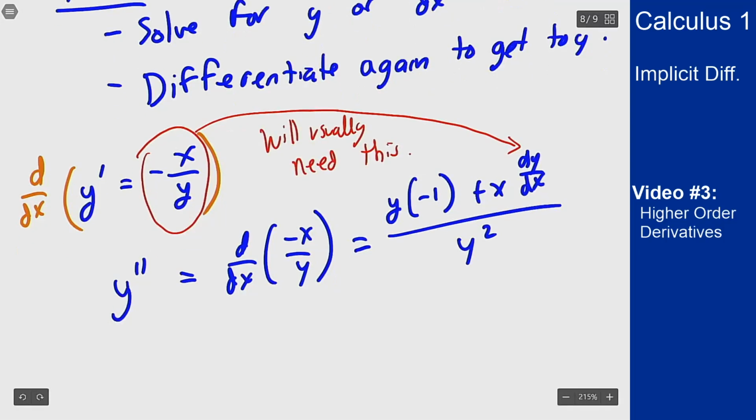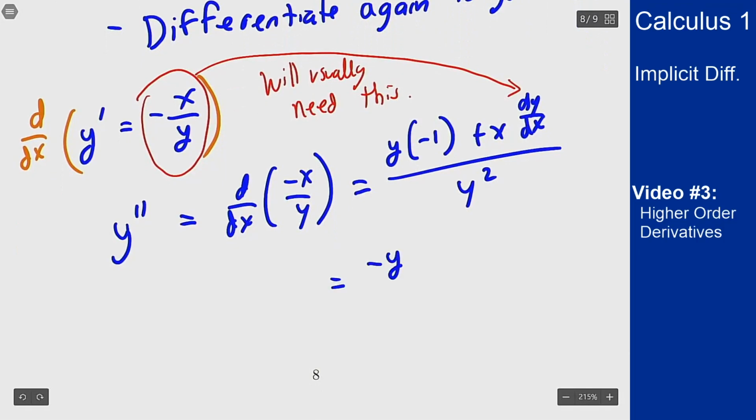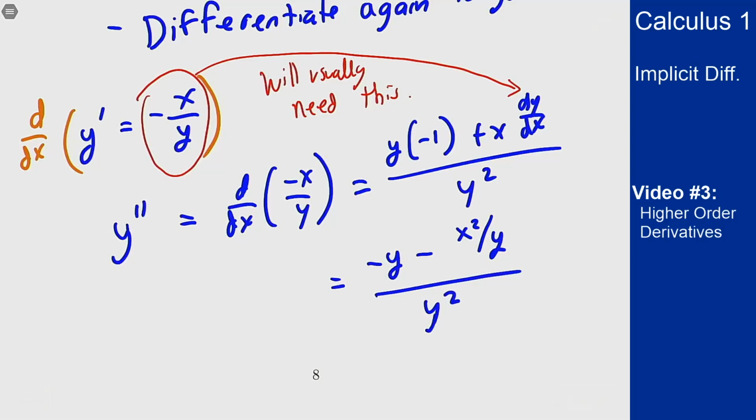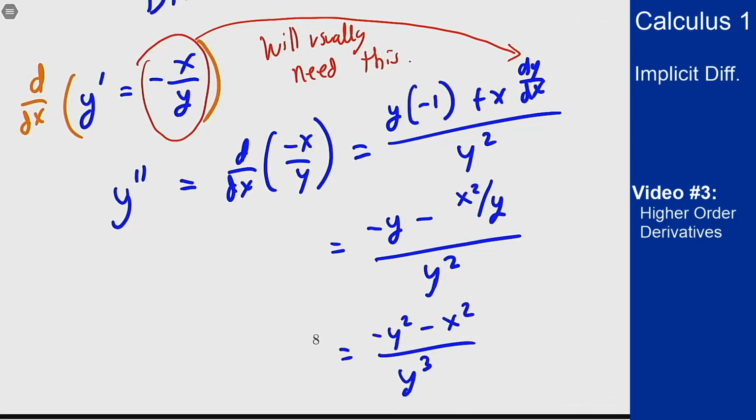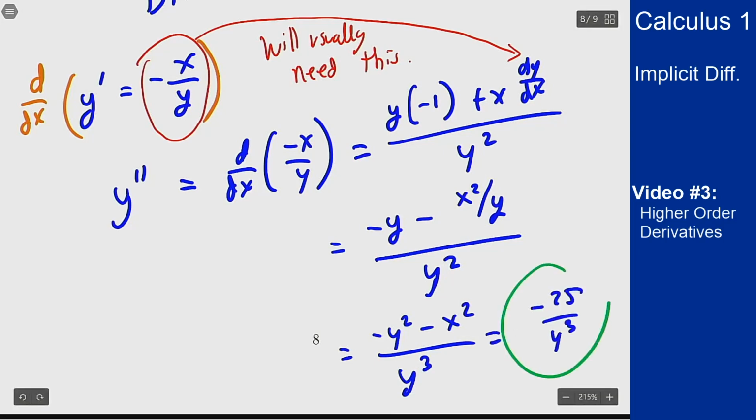So I can plug that in, and I then get negative y minus x squared over y, divided by y squared, and that is going to be my second derivative here. You can do some more manipulation if you want to get to something like negative y squared minus x squared over y cubed. And you can use the fact that x squared plus y squared is 25 to get negative 25 over y cubed. But that's the idea.